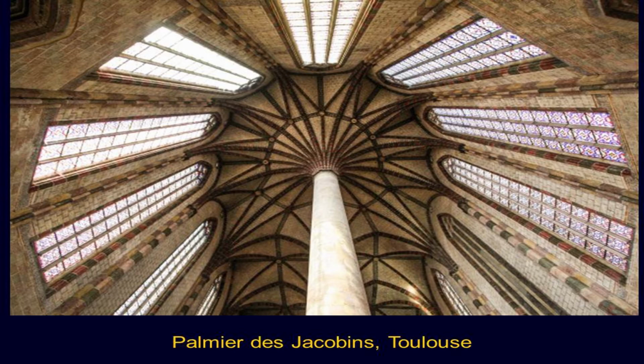This is actually what Dali was thinking about when he painted it. It's the palmier of the Jacobeans in Toulouse. And you can see this just amazing structure that forms the top of the ceiling of this church. And you can see how that applies. Here's the bottom of the column and how it branches out at the top.